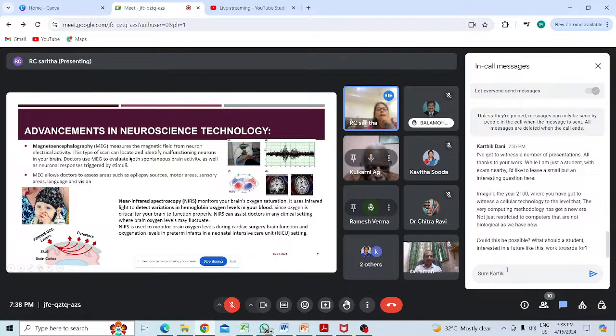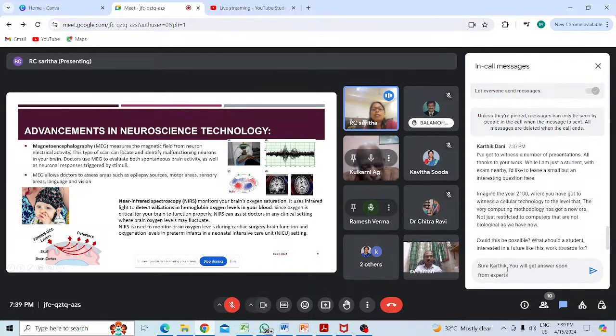So doctors use this one for both spontaneous brain activity as well as neuronal responses triggered by stimuli. That means any immediate brain activity happening at the current point of time can be detected spontaneously, and if you show any stimulus in front of the person and he responds to it, those neurological responses can also be recorded in the MEG. The clarity is very good, but it is expensive. It allows the doctors to detect epilepsy sources, motor areas, sensory areas, language and vision by using MEG.